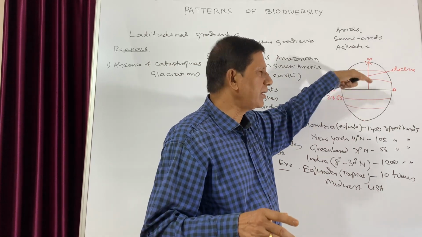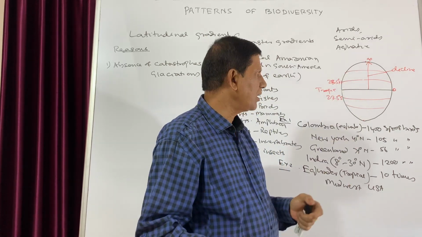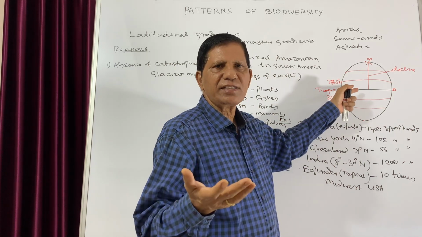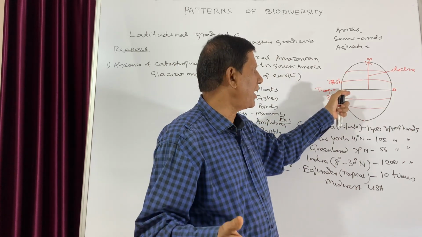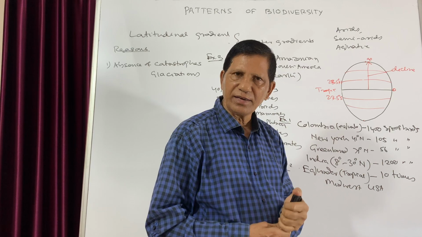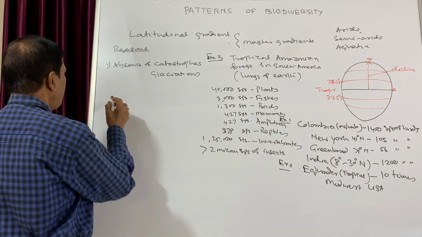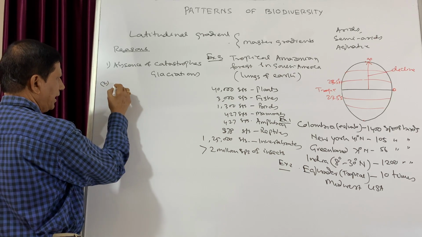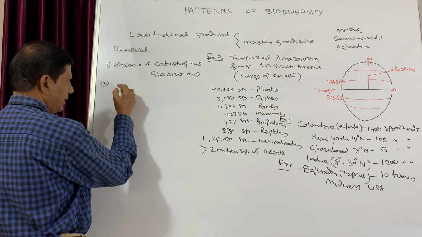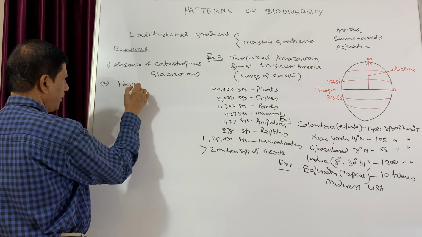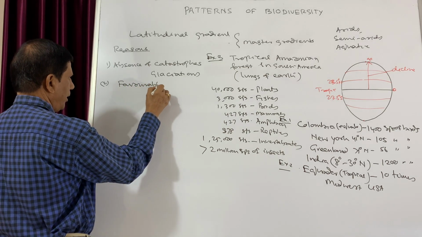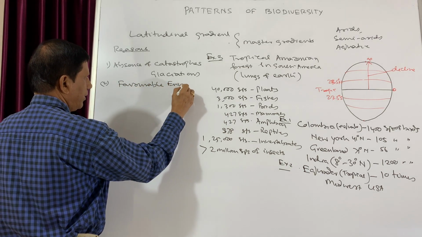In the temperate areas there are glaciations, and several glaciations have occurred in the past, whereas the equatorial region is constant and stable. That is one of the reasons. Now coming to the second reason, the favorable environment.